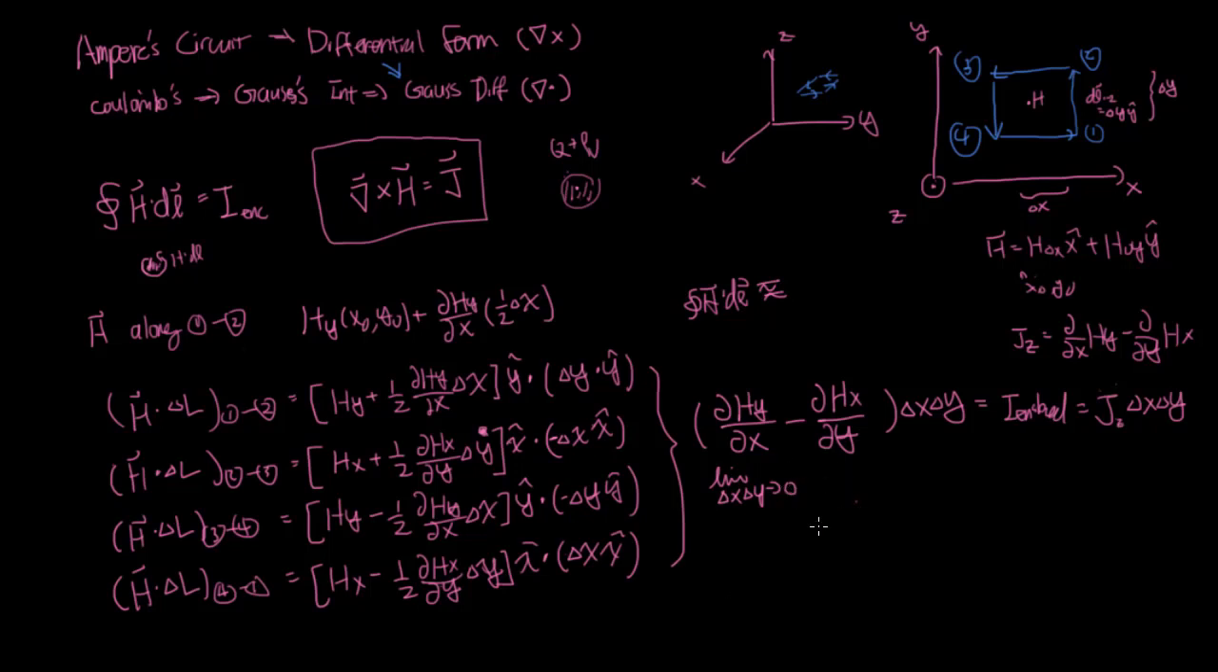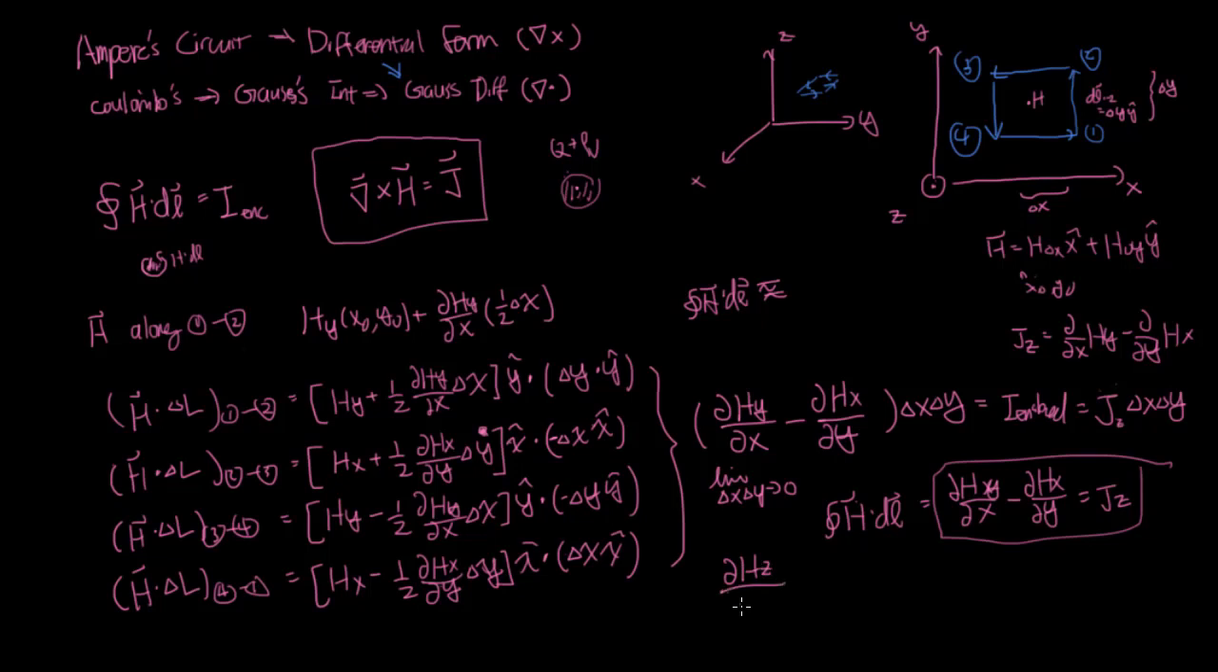So if we take that limit of the surface area goes to 0, just like in Gauss's law where we shrink it to a single point, you get dHy/dx minus dHx/dy is going to be equal to the current density. And so if you do the same exercise in two other dimensions, you'll get the other expressions that form the final result for Cartesian coordinates, which I'll show over here.